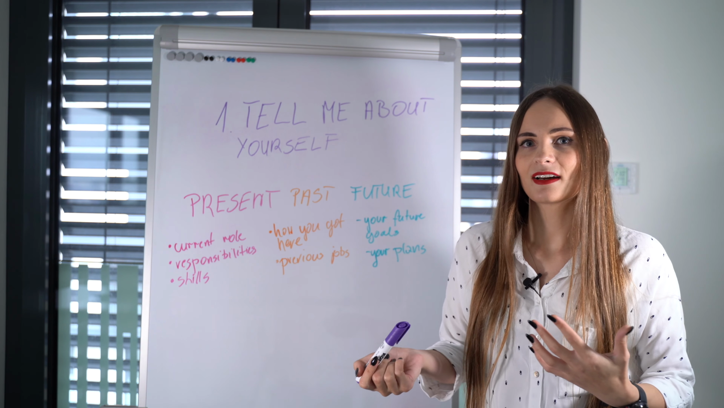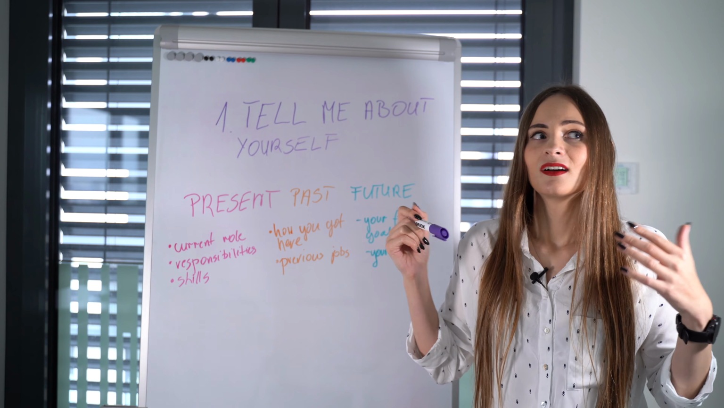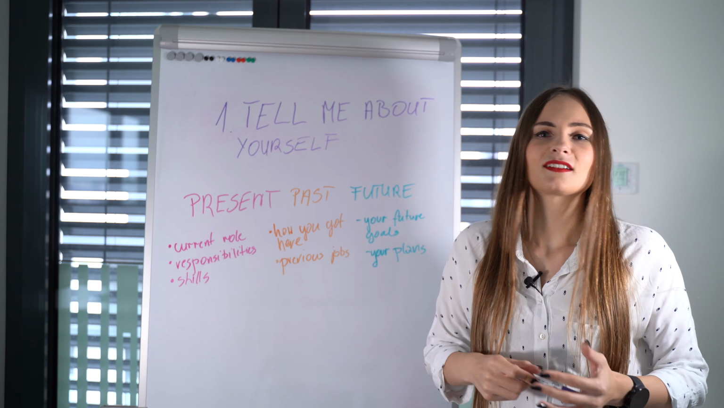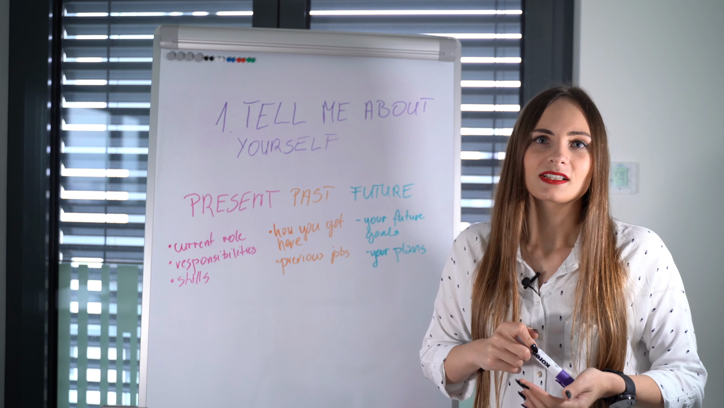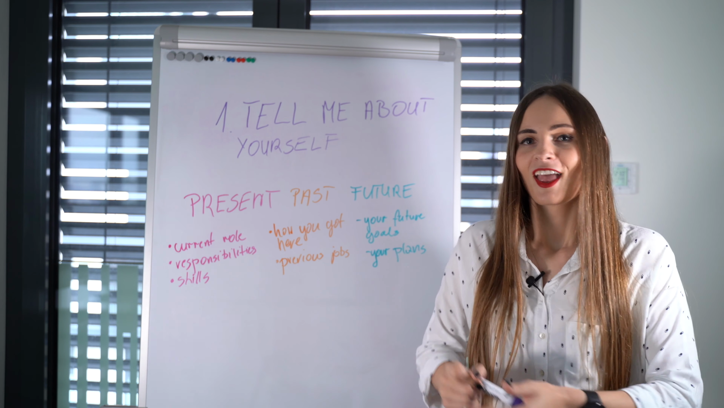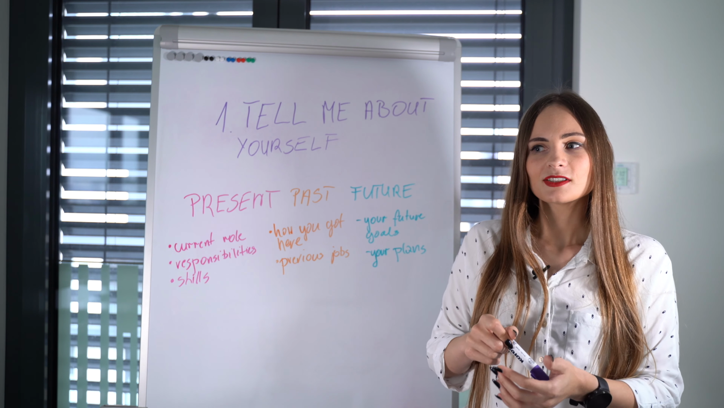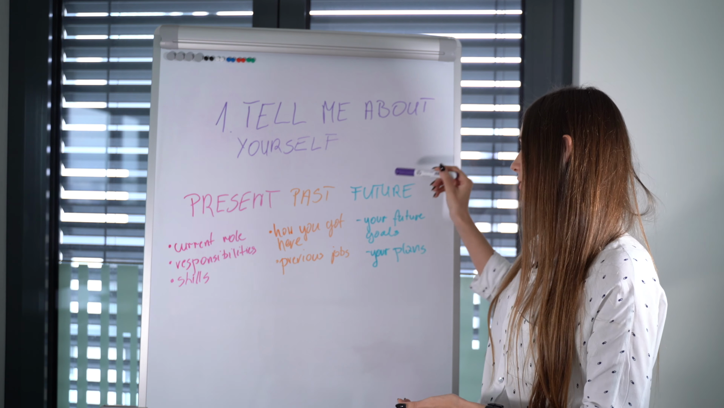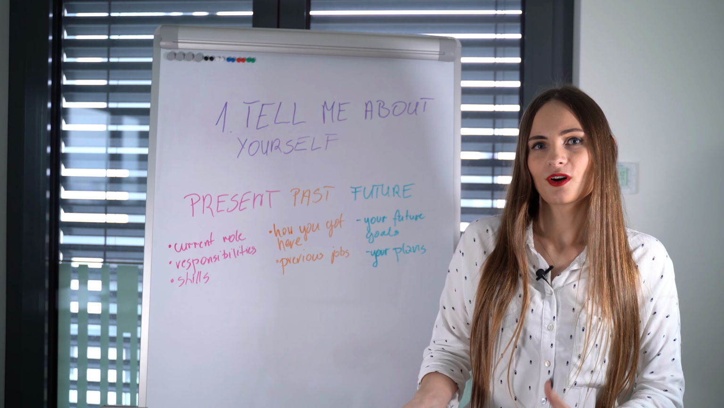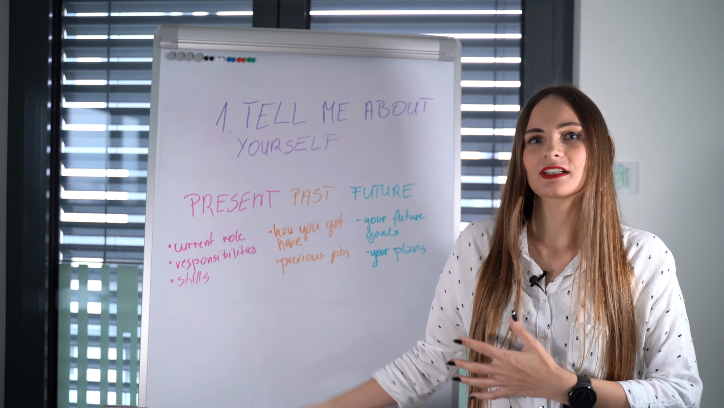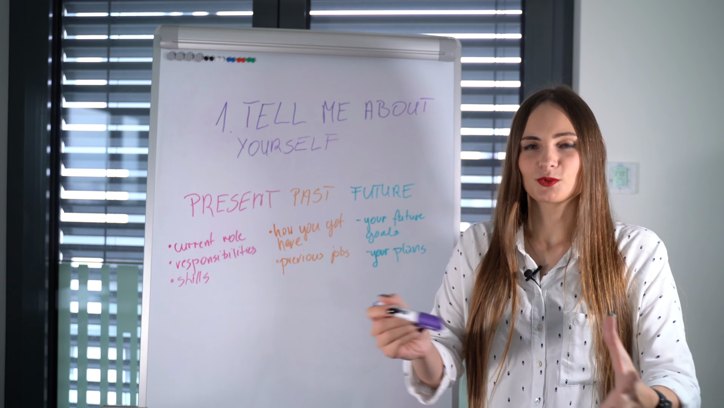So, if you are looking for a front-end developer job, you shouldn't mention that at university you were a waiter, for example, because it doesn't matter, to be honest. And the last part of this response should be the future. So, you should talk about what your future goals are, what your plans are, what you would like to achieve, learn, and what you want to do in the future.